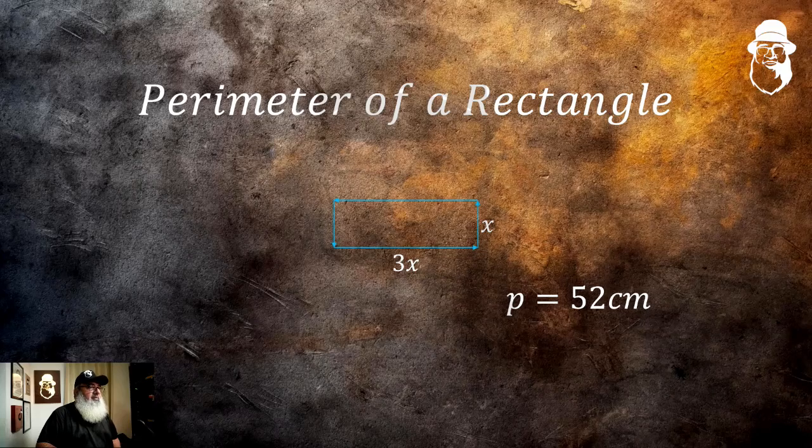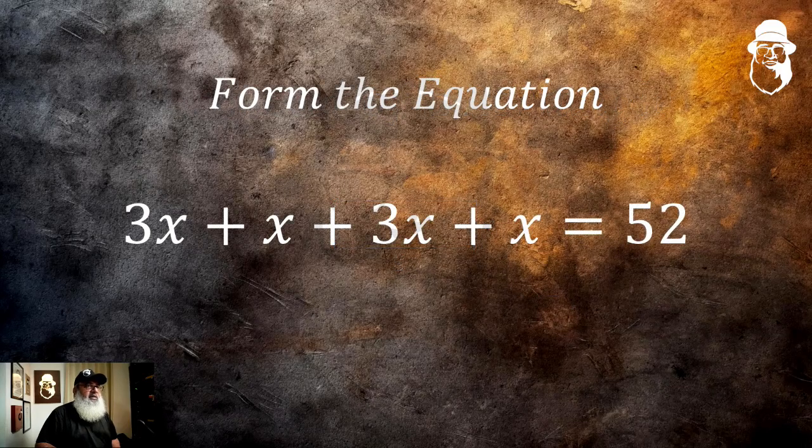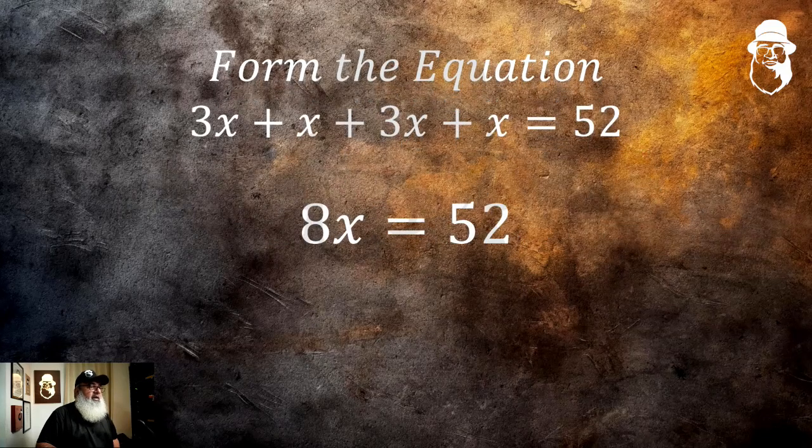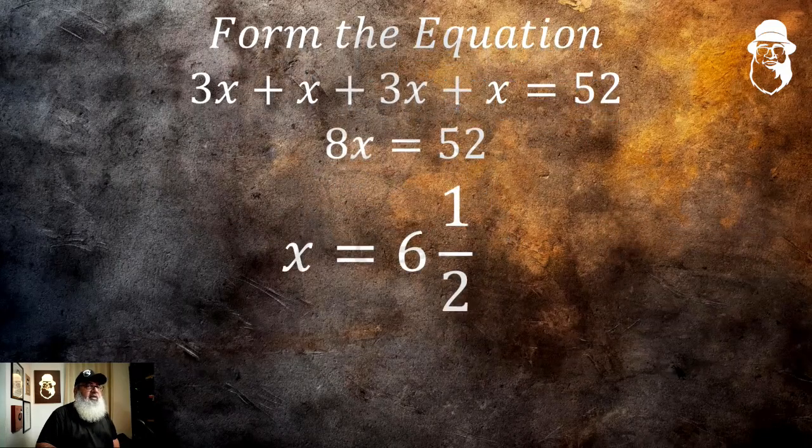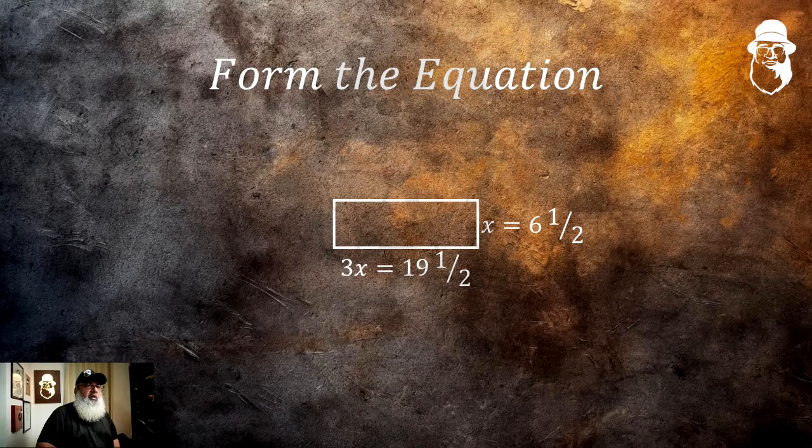Now, as the perimeter is given as 52, we can write the equation. We can add all the sides. 3x plus x plus 3x plus x is equal to 52, that is the perimeter, which means 8x is equal to 52 and x is 6.5. And remember, this x is the width of the rectangle, and the answer will be 19.5 and 6.5. That's the length and the width.